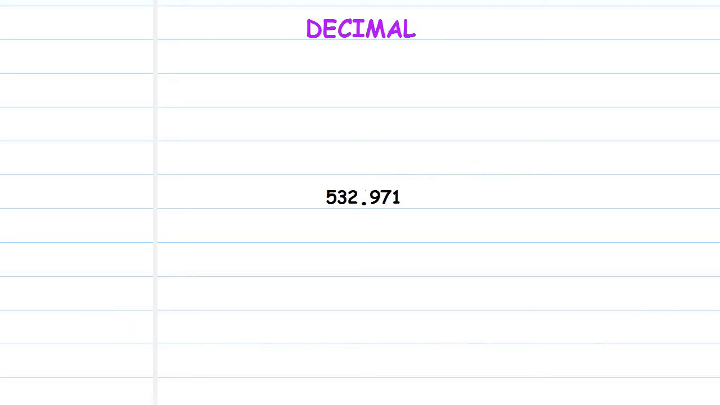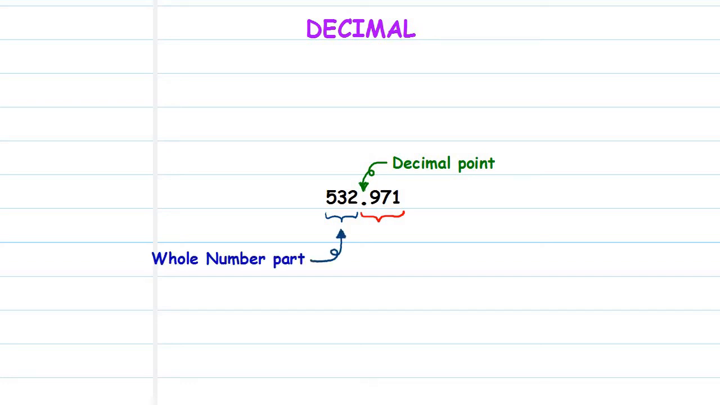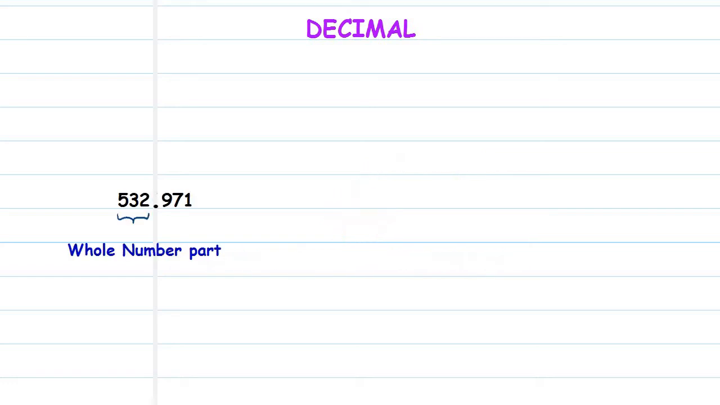Now let's take a look at a larger decimal, 532.971. The decimal point right there in the middle can separate this number into two parts. The left part is called the whole number part, and the right part is called the decimal part. Let's first take a look at the whole number part. Each position in the whole number part has a unique name. The number 2 is in the position called ones or units. Some may actually call it ones digit or units digit.